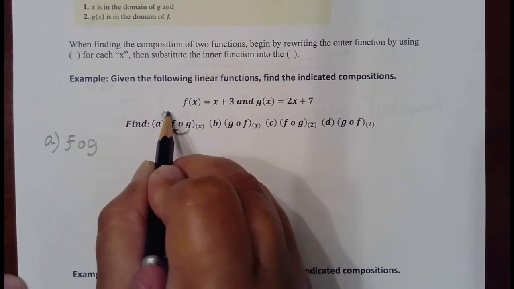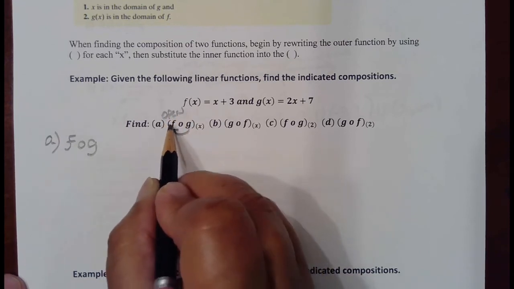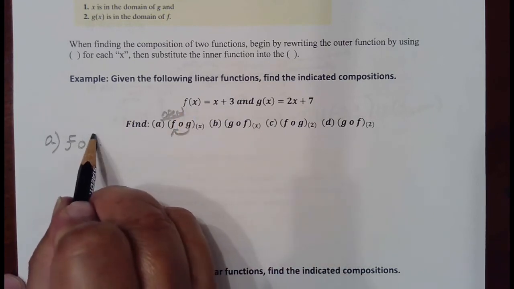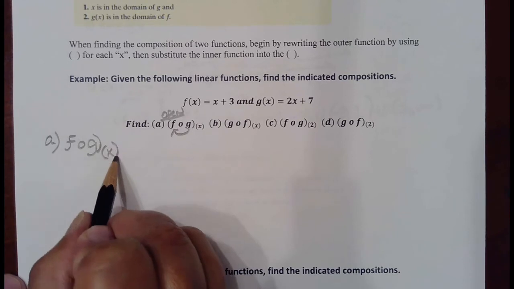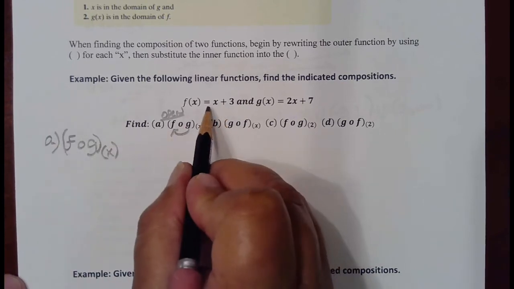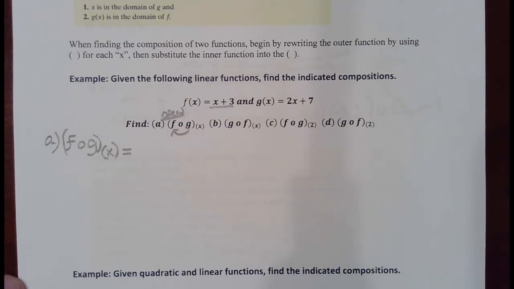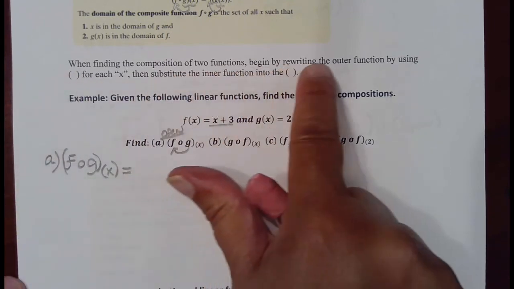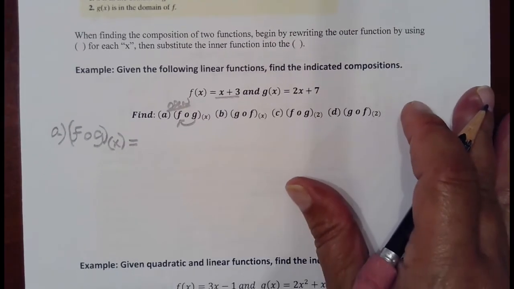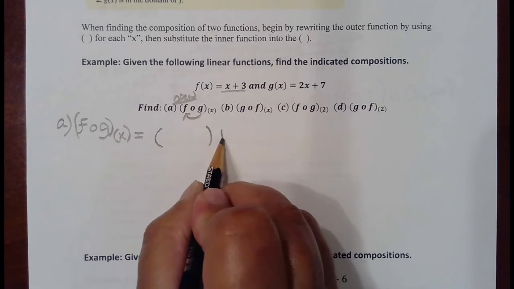Okay, so the function f is x plus 3. So we're going to write x plus 3. Then we can take the g function and plug it into f by just plugging it into that open spot. So what is the g function? 2x plus 7. Okay, we can then combine like terms, which gives us, in this case, 2x plus 10. That is f composed of g in terms of x.